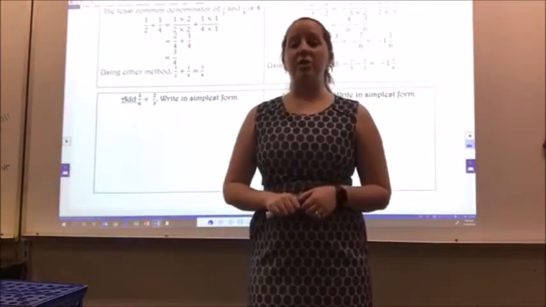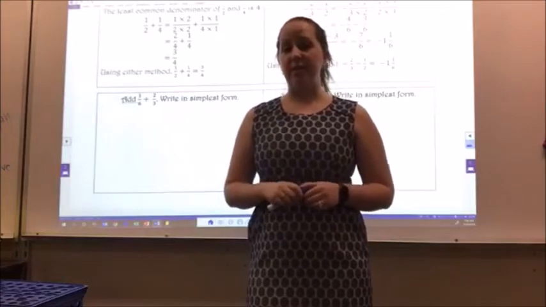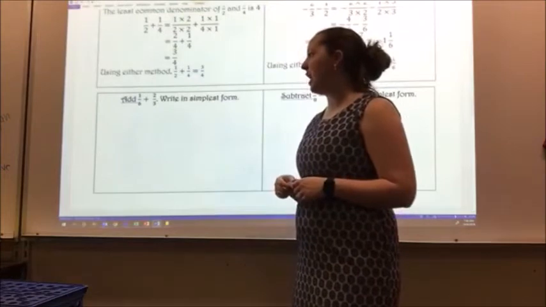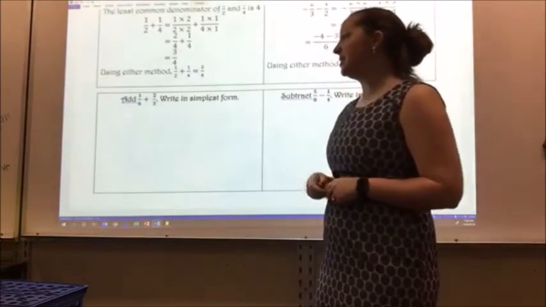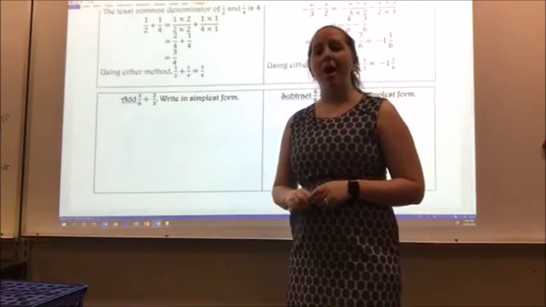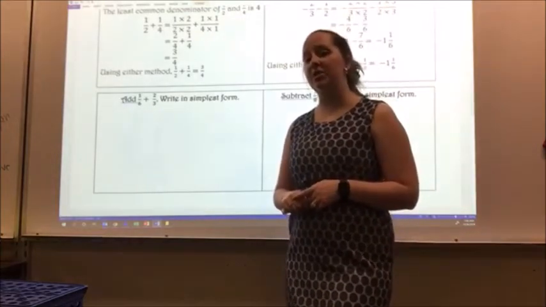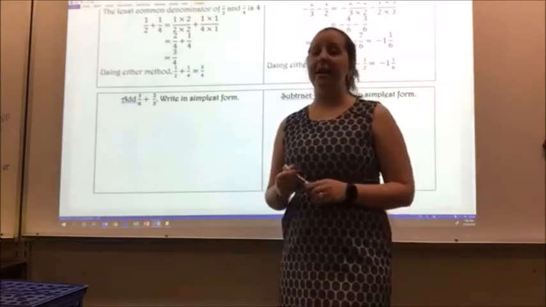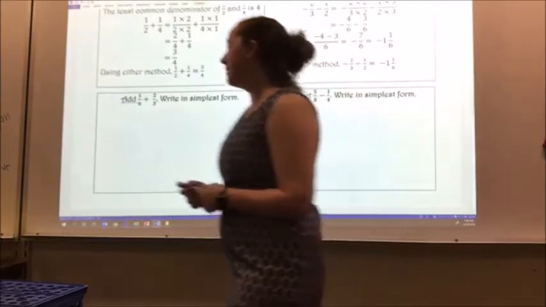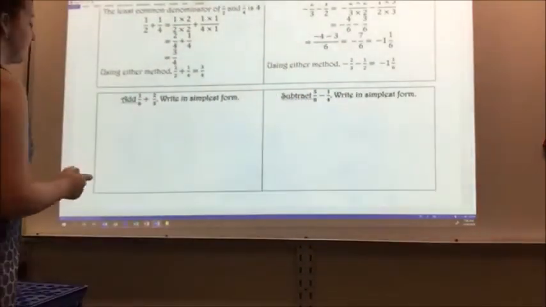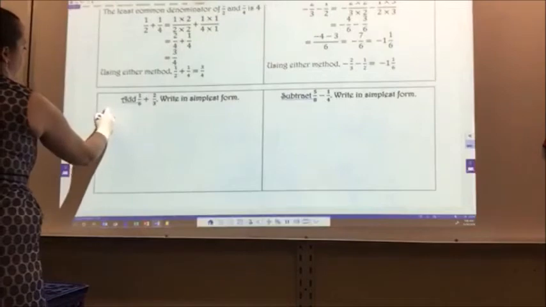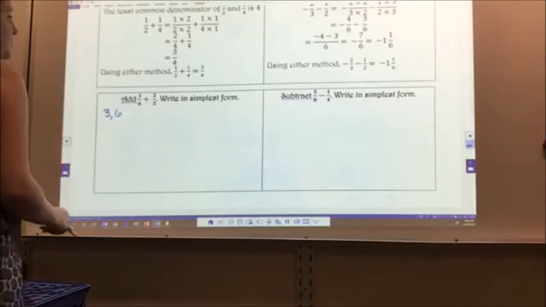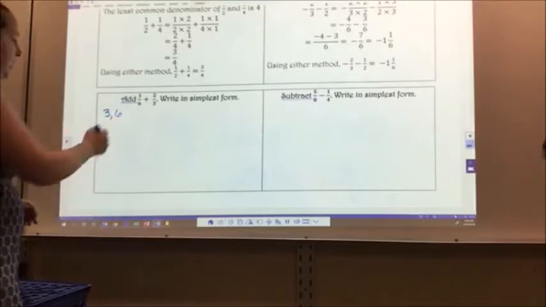Now that you've had a chance to try out the try problems, let's go over the answers together. The first question I have is add 1/6 plus 2/3 and write in simplest form. As I can see, 1/6 and 2/3 are unlike fractions. So the first thing I need to do is find the LCD, the least common denominator between 3 and 6. I can do this by thinking about the multiples. My multiples of 3 are 3, 6, and I can stop there because 6 is right there. So that means 6 is going to be my common denominator.